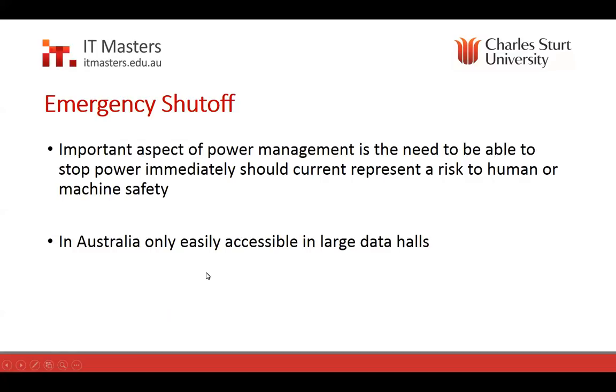So emergency shut off, just an important aspect of power management. Shut off power immediately in the case of a medical or emergency related to humans. Okay, so we need to be able to sometimes shut off the power. In Australia, it is generally easily accessible in large data halls. So it might be a bit of a trek to it, might be down the other end of the data hall, but there is generally a large red button somewhere which allows you to shut all power to the data center immediately. Generally has fairly serious repercussions.